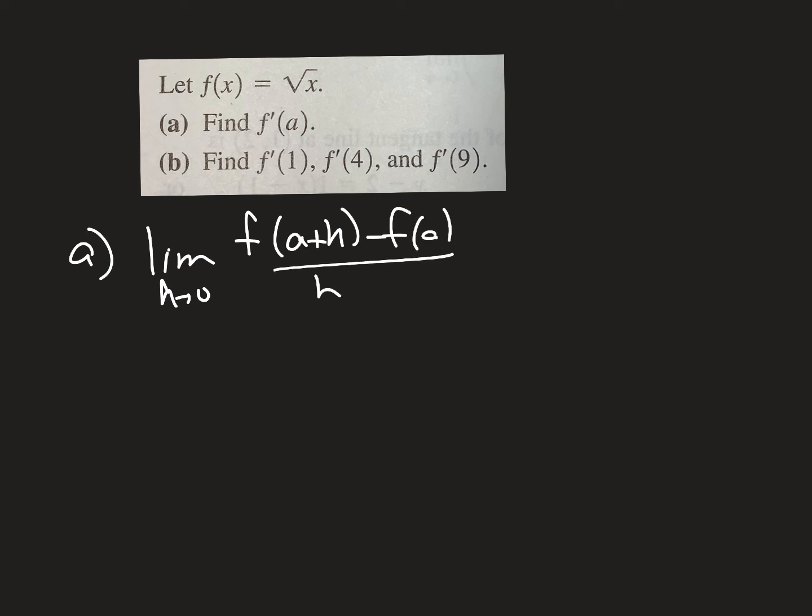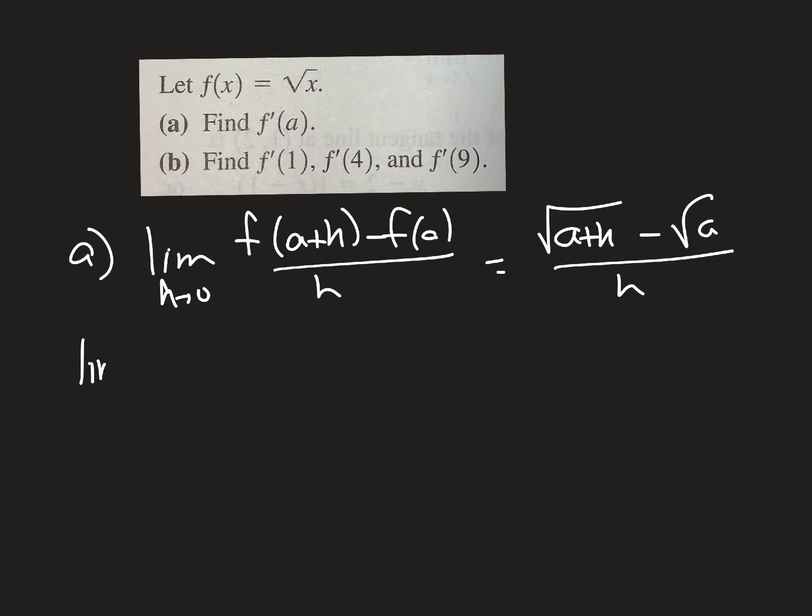Let f of x equal the square root of x. It says find the derivative at a, and then find the derivative at 1, 4, and 9. So let's find the derivative at a first. This may take a second. For the derivative at a, we're going to go limit as h approaches 0. And remember, we're going f of x plus h, which in this case is a plus h, minus f of a, over h. That's our little formula there. So let's just start working through. I'm going to put a in there. It'll be the square root of a plus h minus the square root of a, over h.